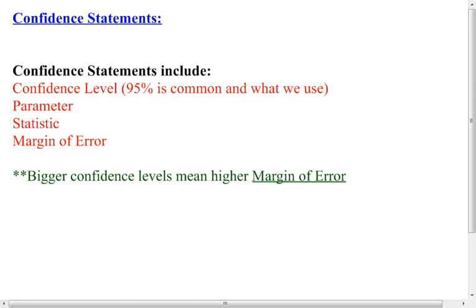All right, and then we're going to talk about confidence statements. These are things that confidence statements need to include. And again, we are always going to use the number 95% confident in our class because of the formula that we use for margin of error. You can use different confidence levels. If you use higher confidence levels, you will have a higher margin of error automatically. And that's really the only thing you need to know. Higher confidence levels come with higher margin of error.